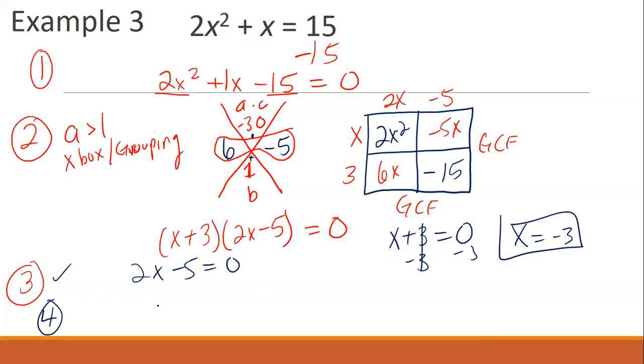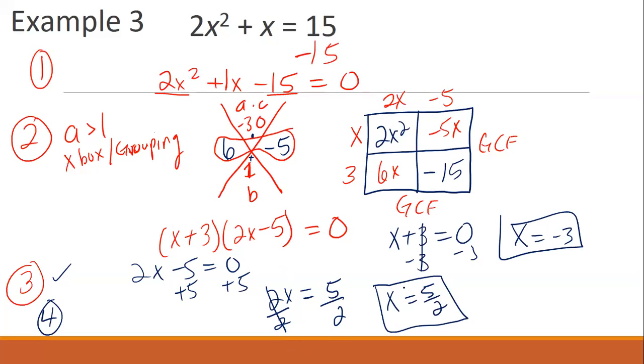On 2x minus 5, what am I going to need to do in order to get x by itself? The inverse of subtracting it. I'm going to add 5. So we have 2x equals 5. Is x by itself yet? No, so the party's not over. What do I need to do? Divide by 2. So x equals 5/2. Fractions are our friends as long as they're simplified.